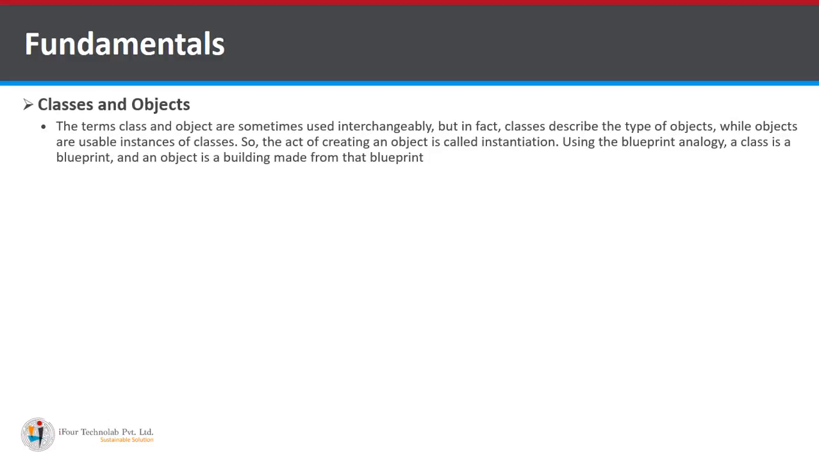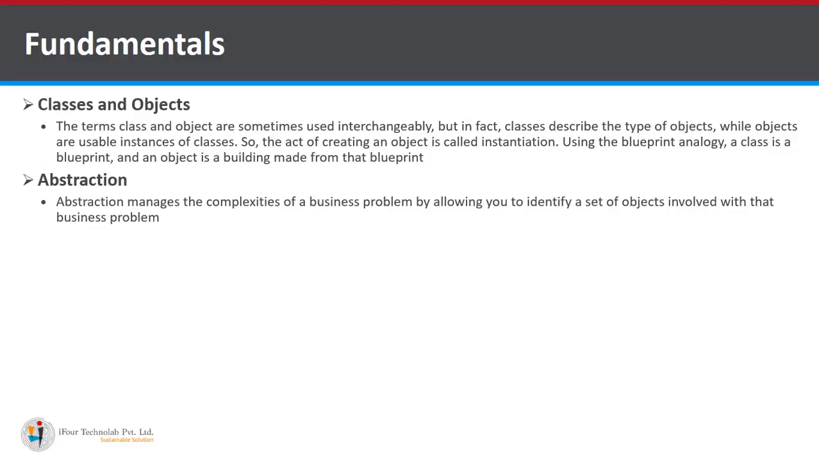Classes and objects. The terms class and object are sometimes used interchangeably, but in fact, classes describe the type of objects, while objects are usable instances of classes. So the act of creating an object is called instantiation. Using the blueprint analogy, a class is a blueprint and an object is a building made from that blueprint.